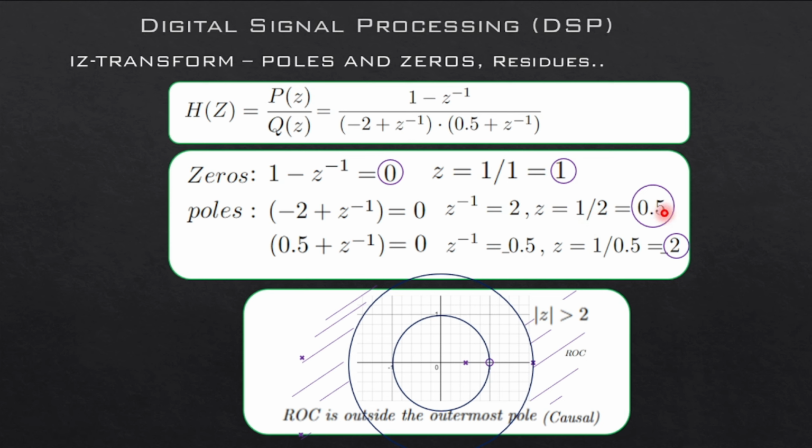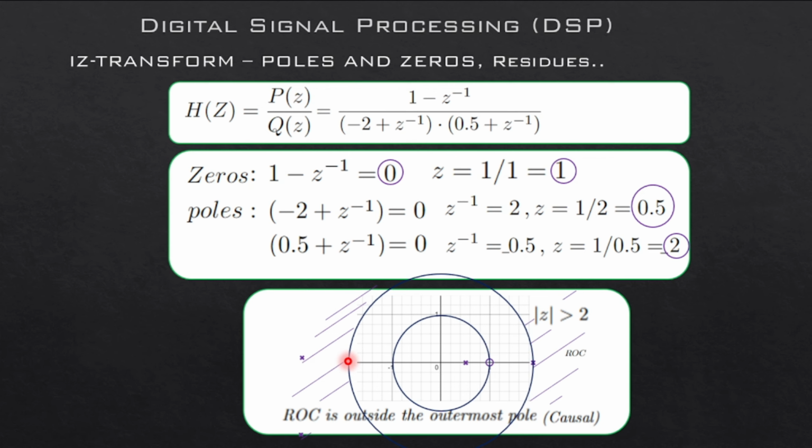That's the first pole. The first pole is represented here, z equals 0.5, mid distance from 0 to the unitary circle. Now, for the second argument, which is 0.5 plus z to the power minus 1, so z to the power minus 1 is minus 0.5, z is equal to 1 divided by minus 0.5, which is what? Minus 2. Okay, so it's either here or here. It should be minus 2 over here. Okay, it's the same, however.